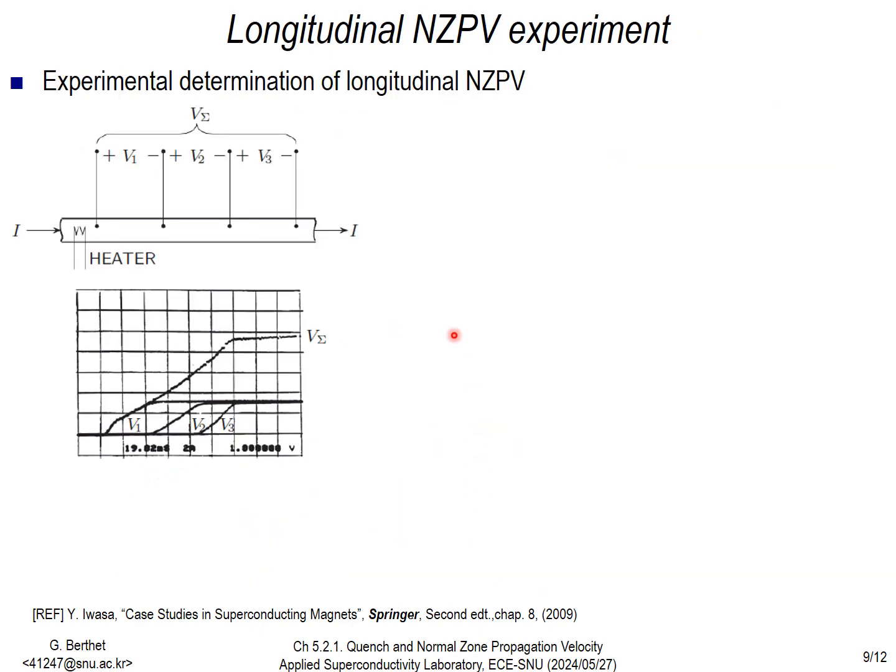To measure the longitudinal NZPV, a heater is used to start the quench at one point of the wire with DC current and some voltage taps are fixed at known distances from the heater. Considering that the voltage taps of V1 are at L1 distance from each other and that V1 reaches its maximum after a time delta T1, we can define the longitudinal NZPV as L1 divided by delta T1.